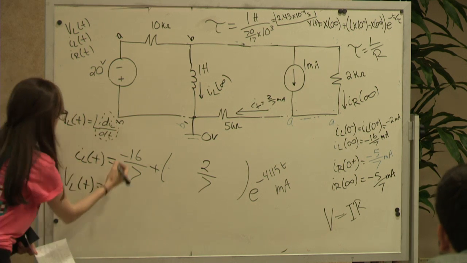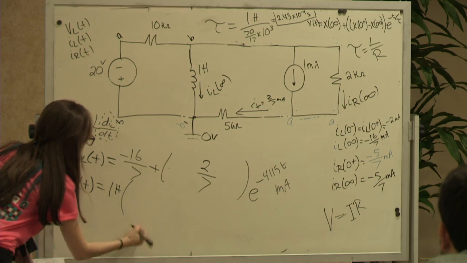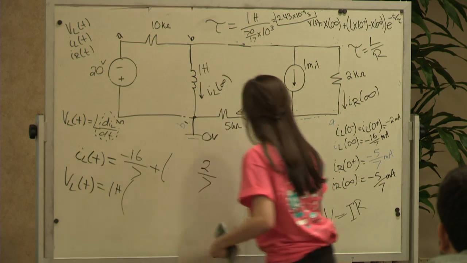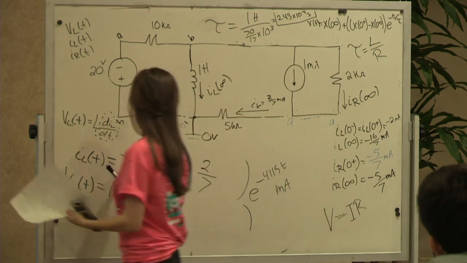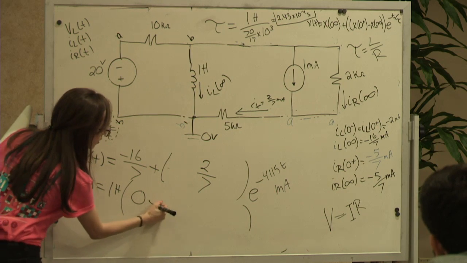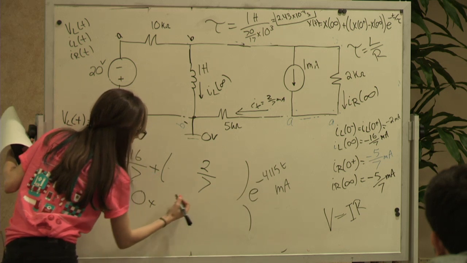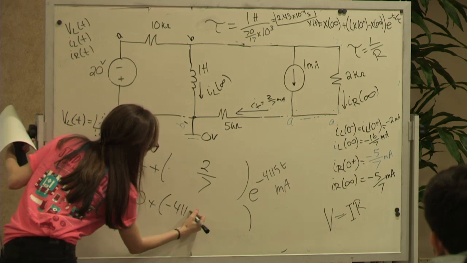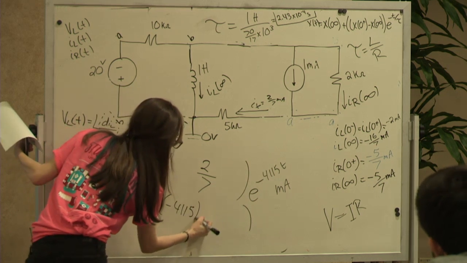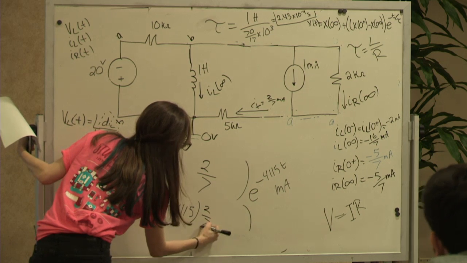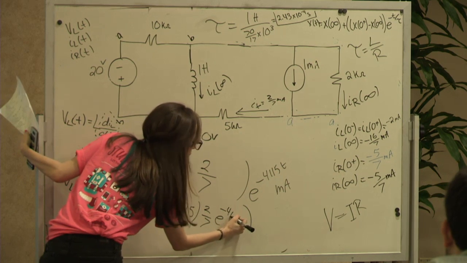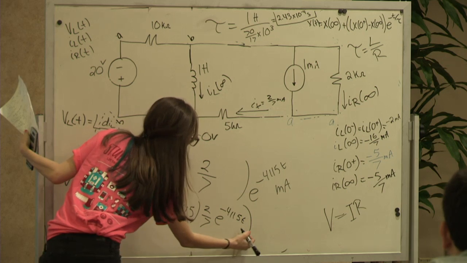So my L was 1. And then times whatever the derivative is. Derivative of constant 0. Derivative of e is just itself, times the exponent. So negative 4,115 times 2 over 7, e to the negative 4,115 t. And that's in volts.